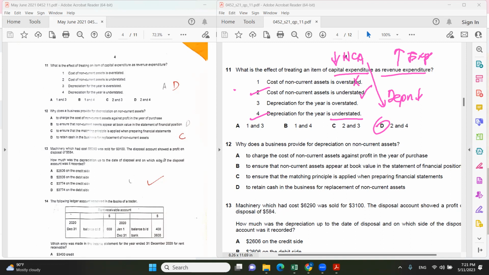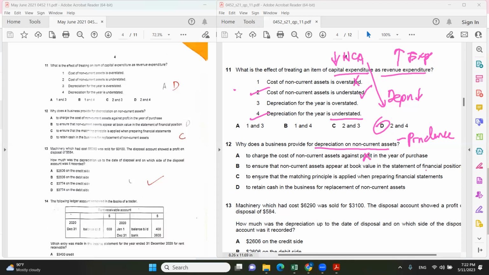Okay. Next is, why does a business provide depreciation? So the purpose of depreciation, what is the depreciation definition? Depreciation is an estimated cost, an estimated loss of the value of the non-current asset over its useful life. So this is under the prudence saying that we must charge the cost of non-current asset against profit, to ensure non-current asset appears at the book value in the statement of financial position.